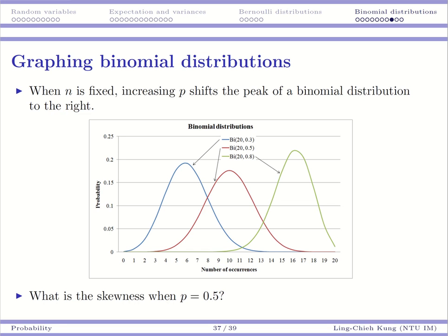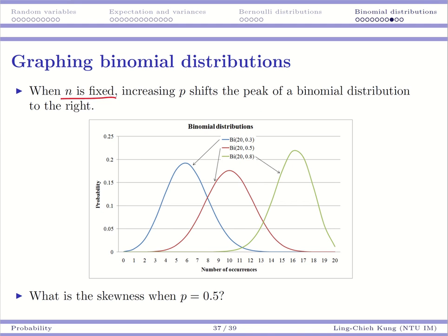So lastly, we have some properties of binomial distributions and examples. If we want to graph binomial distributions, we may do that easily with Excel. For example, when we have an n that is fixed, we may want to test what's going to happen if their p's are different. Here we are trying to reveal the probability functions for different binomial distributions. Their n are all fixed to 20, but their p are 0.3, 0.5, and 0.8.